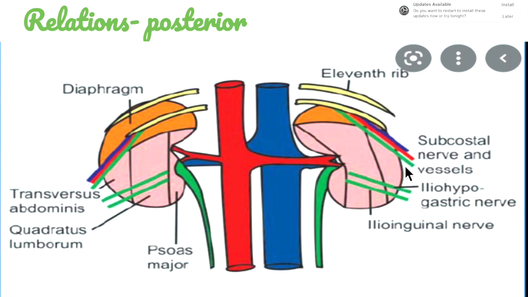Here, the nerve color should be given in yellow, but here it is in green color, so please don't mind that. This is the nerve, subcostal vessels and nerve. And this is the iliohypogastric nerve, and this is the ilioinguinal nerve.